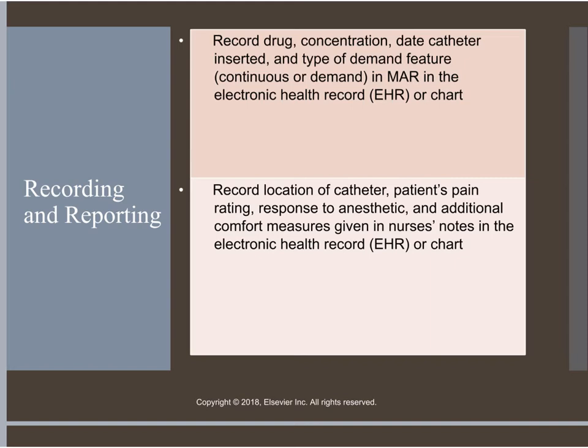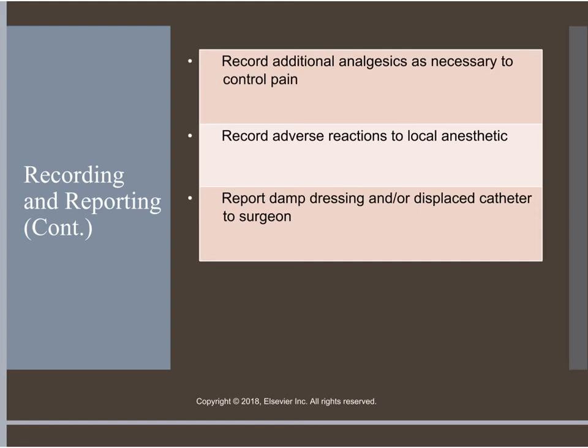Record the location of the catheter, patient's pain rating, response to the analgesia, and additional comfort measures that are used by the nurses to help alleviate the pain. You must also record any additional analgesics that were necessary to control the pain. Record any adverse reactions to the local anesthetic. Report any damp dressing or displacement of the catheter to the surgeon.